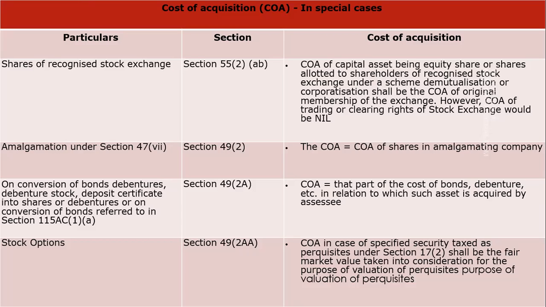On conversion of bonds, debenture stock, deposit certificate into shares or debentures, or conversion of bond referred to in section 115AC(1A), 49(2)(2A): cost of acquisition is that part of the cost of the bond, debenture, etc., in relation to which such asset is acquired by the assessee. Stock option 49(2A): in the case of specified security, the purchase value plus the price paid by you would be considered as the value for the cost of acquisition for the purpose of 49(2A).